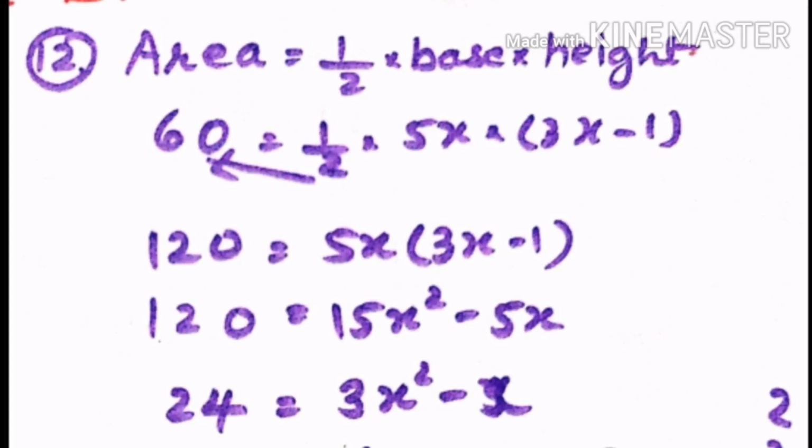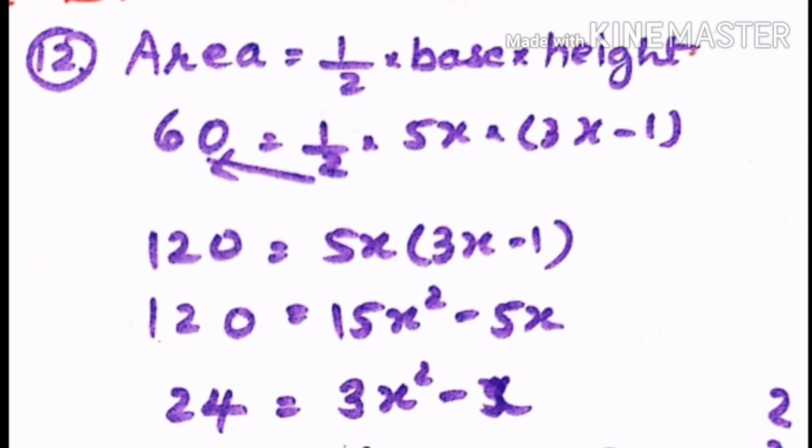So we apply the formula: the area of a right angle triangle is equal to half base into height, and substitute the values here. The area is 60 is equal to half, base is 5x into height is 3x minus 1. That 2 I multiplied with 60, so I get 120 is equal to 5x into 3x minus 1. So that is 5 3s are 15x square minus 5x. So now you see this equation, that is 120 is equal to 15x square minus 5x.